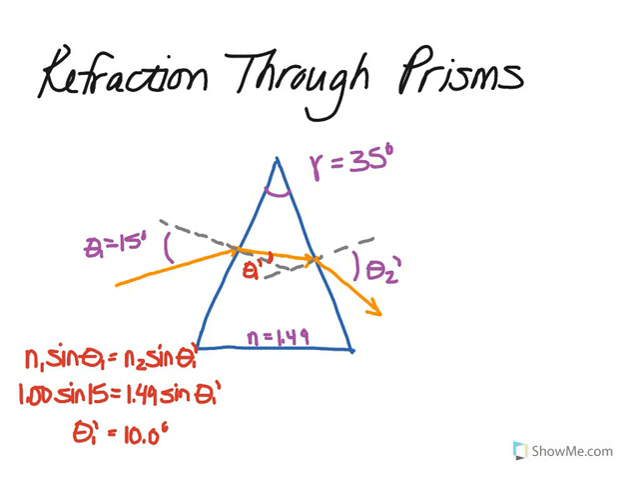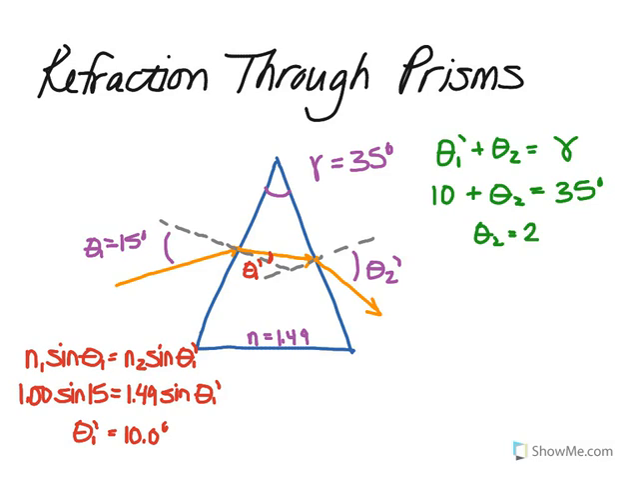Now we need to find theta 2, and we know that theta 1 prime plus theta 2 equals the apical angle. We found theta 1 prime is 10 degrees. We're looking for theta 2, and the apical angle is 35 degrees. And so theta 2 would equal 25 degrees.